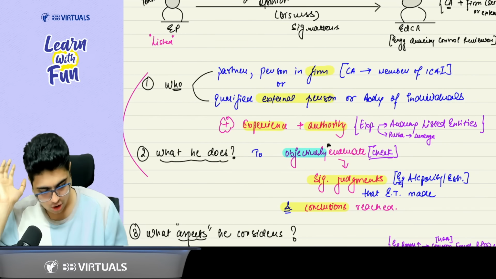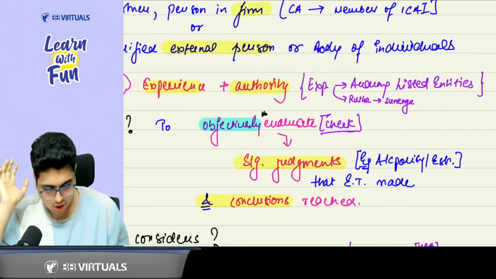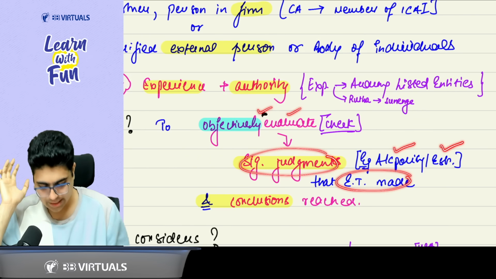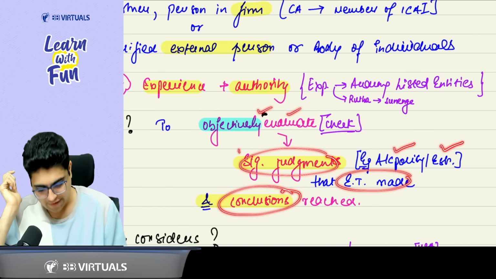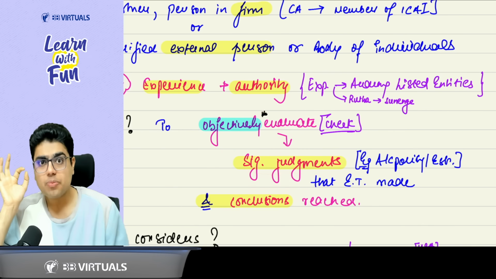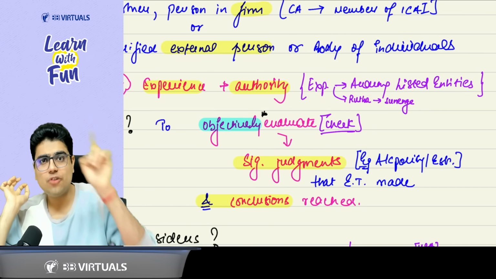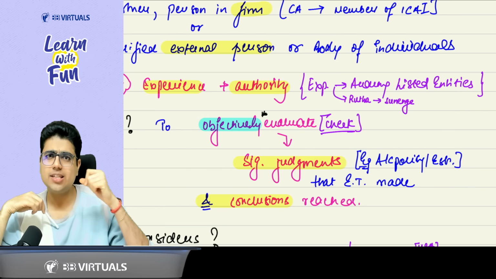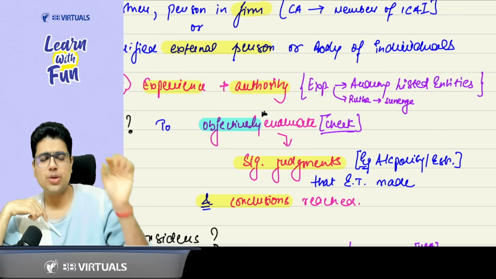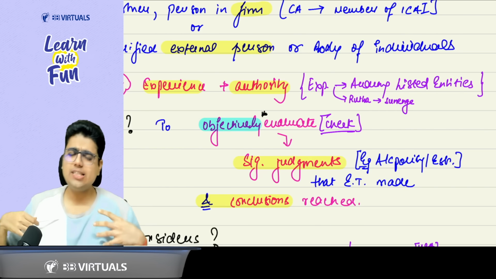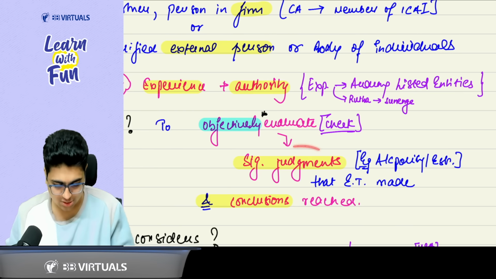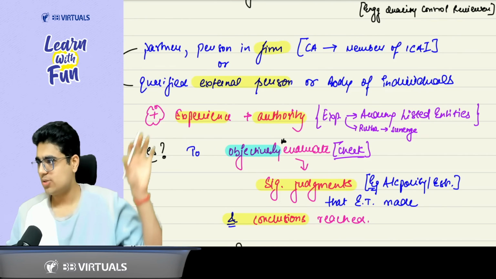What does he do? Objectively evaluate the significant judgments related to accounting policy, accounting estimates that the engagement team made, and the conclusions reached. Sir, why does he check the significant judgment? Baba, this was the area of inherent limitation. One of the inherent limitations of audit was the nature of financial reporting. An issue with financial reporting is judgment by the management, because in judgment, management can do hanky-panky. So judgments are one thing that we want the EQCR to check.